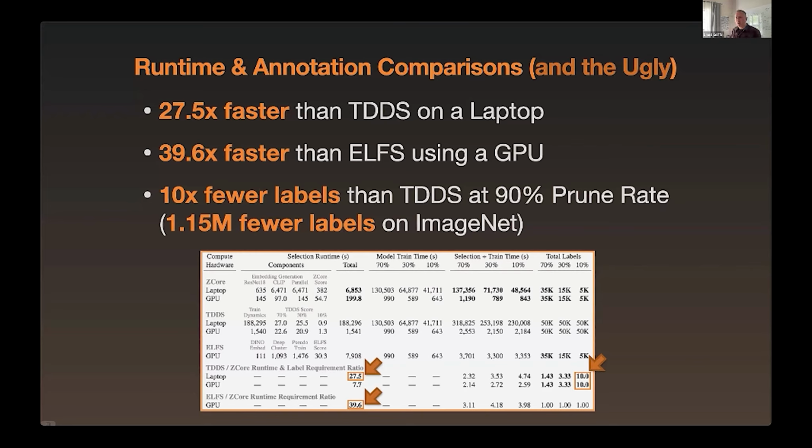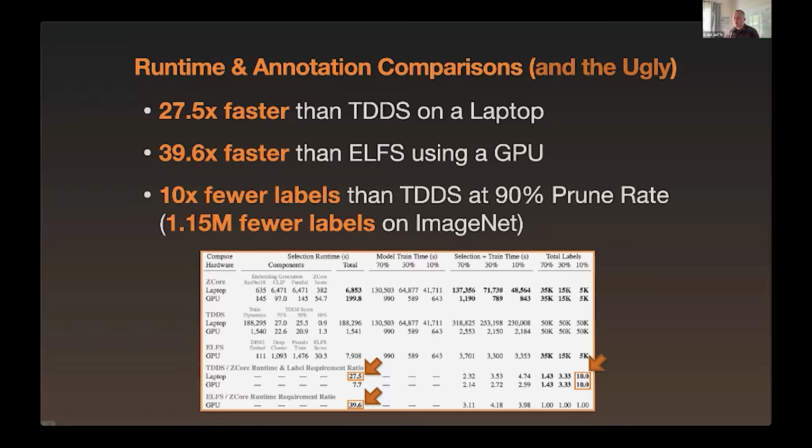But the real kicker here, or the real benefit, is the third bullet. And that's how we use 10 times fewer labels than TDDS when you're operating with a core set that's a 90% prune rate. And the reason for this, again, is because TDDS requires that your entire candidate data set be labeled before it selects what your core set is going to be. So you already had to label all of your data examples. On the other hand, ZCore makes this determination of core set without having any labels, and you only need to provide labels after the core set is selected. And so in this way, we save basically 1.15 million fewer labels when we're operating in this regime on ImageNet.